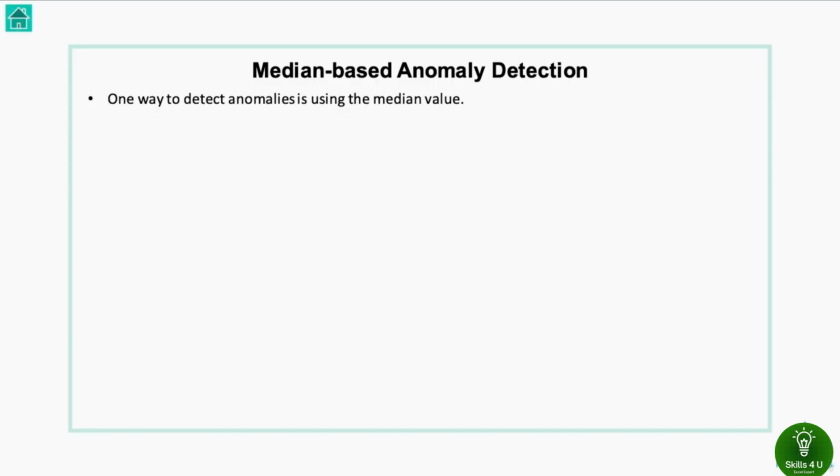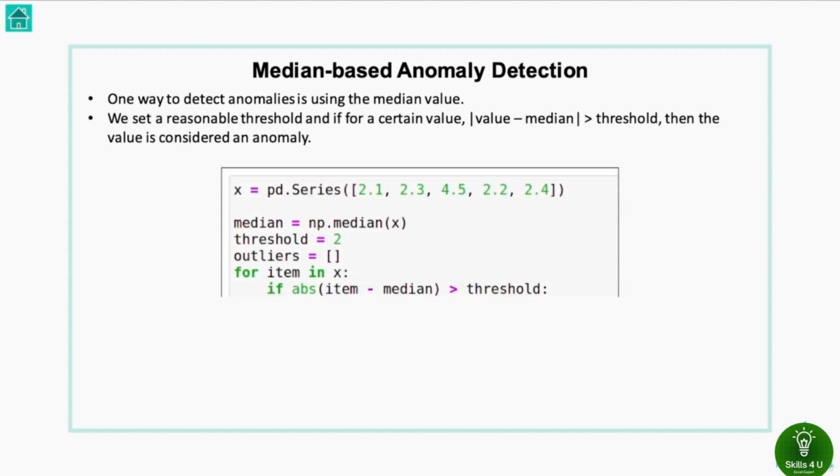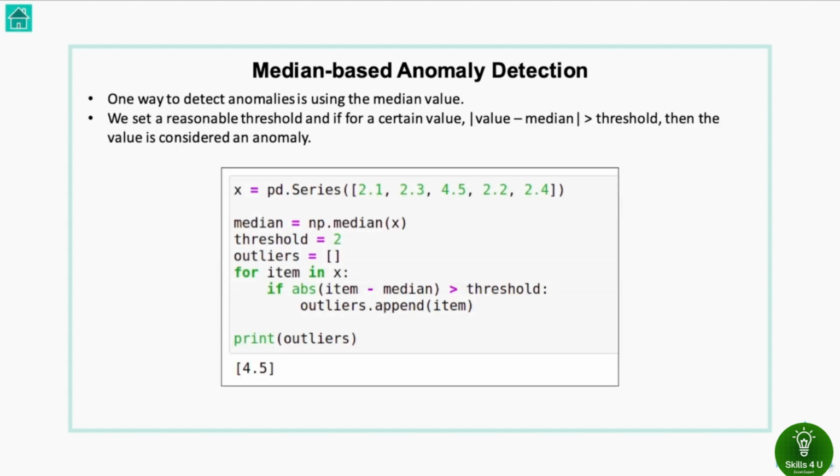One way to detect anomalies is using the median value. We take the absolute difference between every value and the median. If for a certain value the difference is bigger than a reasonable threshold, we consider that value an anomaly. Let's now see in action how we can detect anomalies based on the median value.